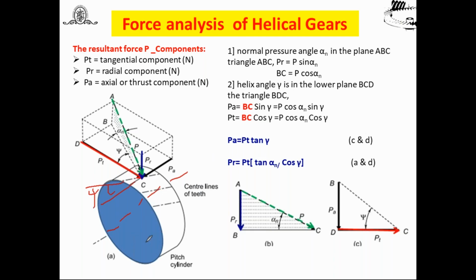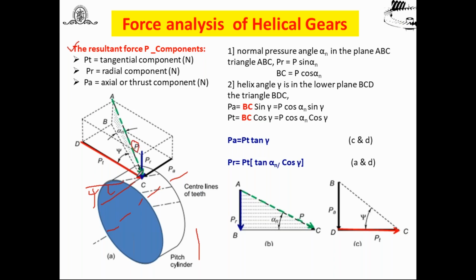Later on we will decide how to consider which type of gear and how to decide the forces. Now this is the gear. Teeth are cut with some inclination, and this is the pitch point, you can say, at C. In this helical gear, the resultant force, this P, is the resultant force. I have shown it by the green line here.